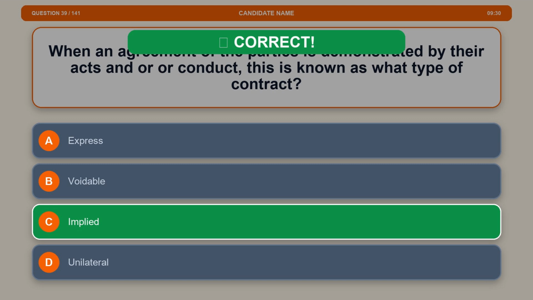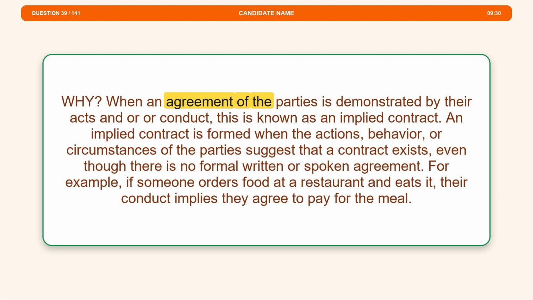The correct answer is option C. When an agreement of the parties is demonstrated by their acts or conduct, this is known as an implied contract. An implied contract is formed when the actions, behavior, or circumstances of the parties suggest that a contract exists, even though there is no formal written or spoken agreement. For example, if someone orders food at a restaurant and eats it, their conduct implies they agreed to pay for the meal.